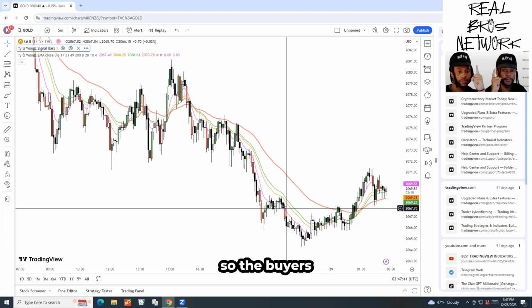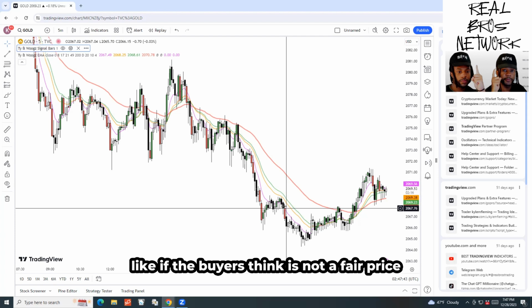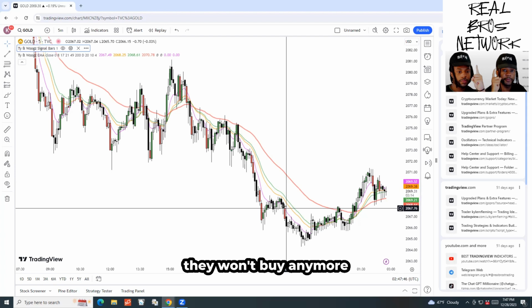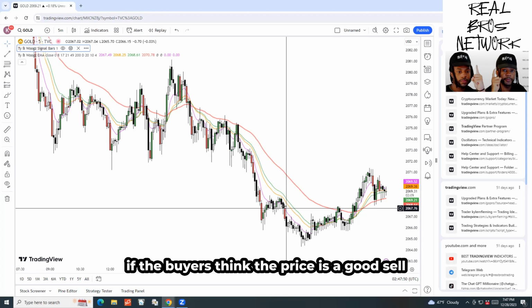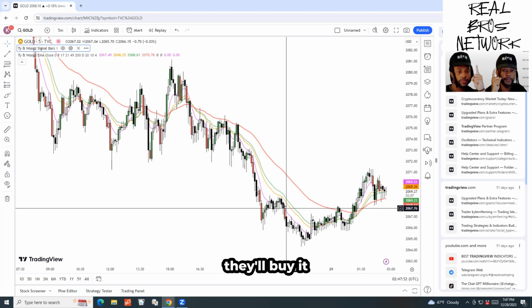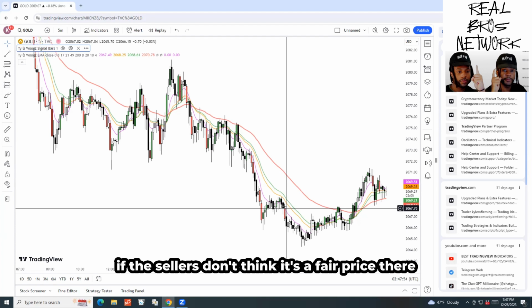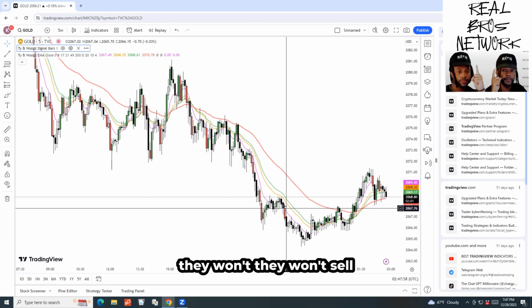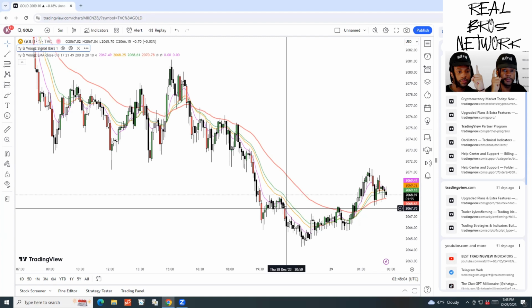So if the buyers think it's not a fair price, they won't buy anymore and they'll wait for the price to go down. If the buyers think the price is good, they'll buy it and the price will go up. If the sellers don't think it's a fair price, they won't sell. They'll wait for the price to go up and sell at a better price. And when the price is fair, it just goes sideways.